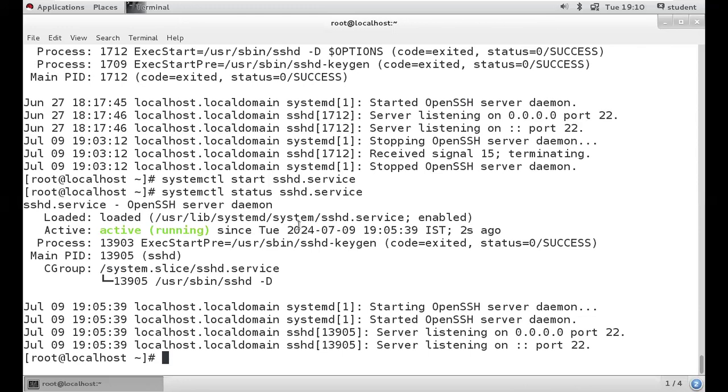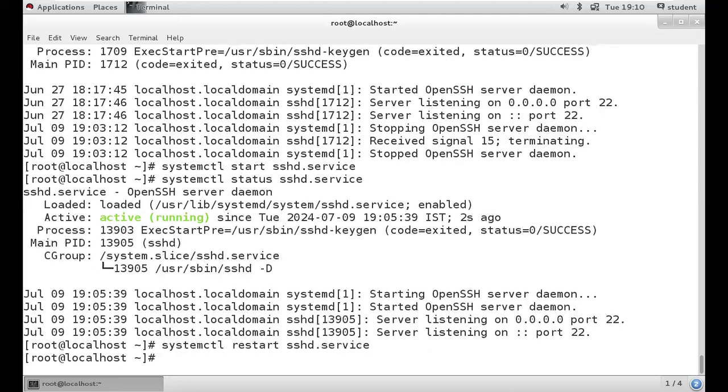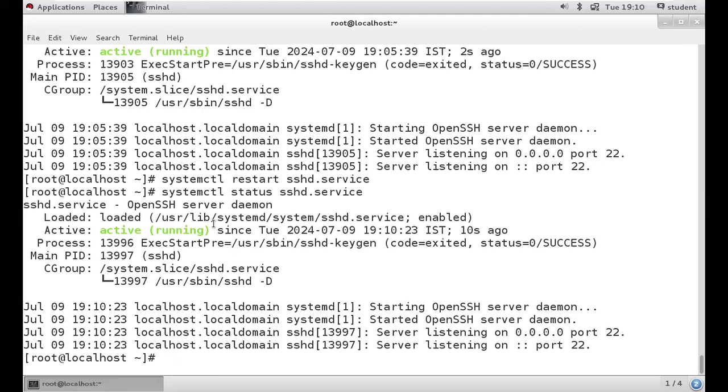So clear, right? systemctl restart sshd. Got it, guys? systemctl restart sshd. Restart means automatically it will stop and it will start. Again, the PID is going to change because it is going to stop and then start again. If it stops, always you are going to lose the PID. The old PID is gone, and we get a new PID.